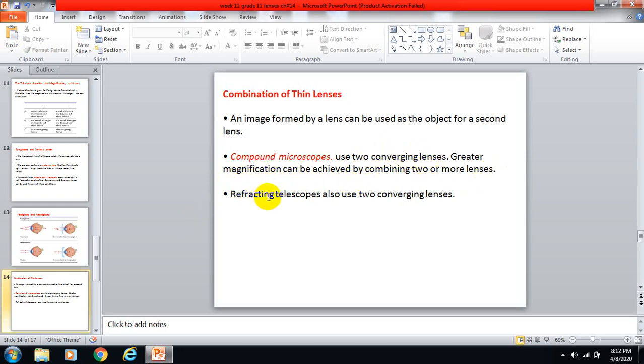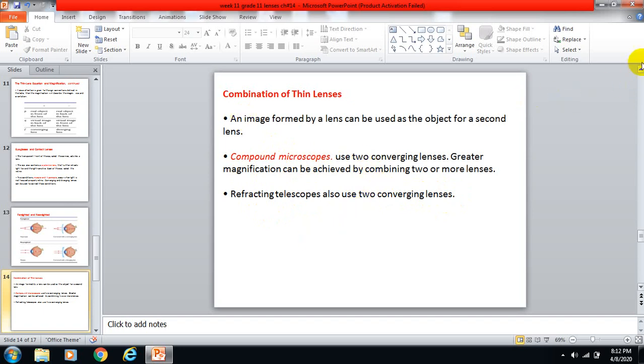By combining two or more lenses. Look at refracting telescopes, they also use two converging lenses. Refracting telescopes use what? Converging lenses. Remember, and compound microscopes, they use what? They use two converging lenses. So this was all about it.